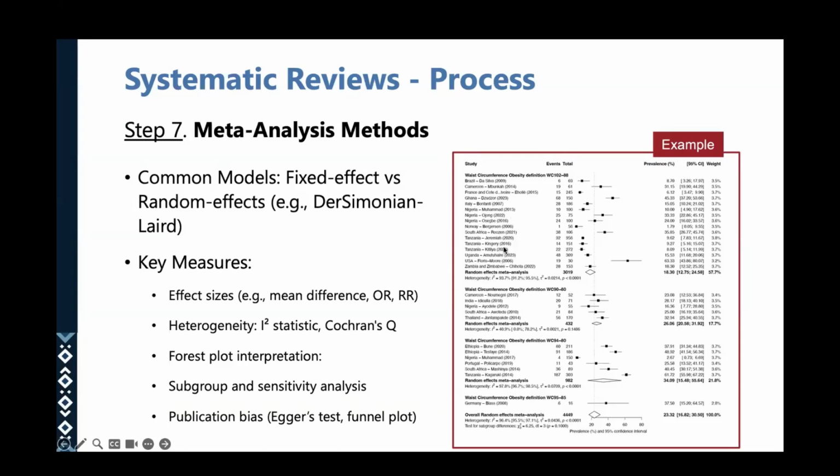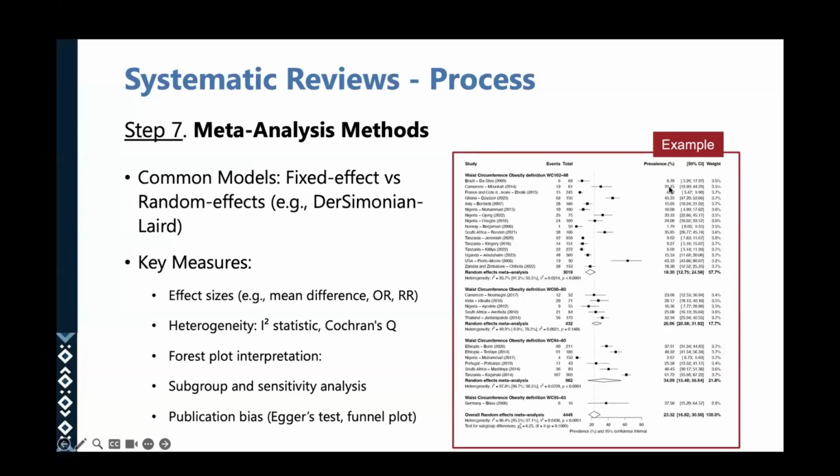And I'm showing you here a sample of our results. This is a forest plot of the meta-analysis for waist circumference, which is one of the cardiometabolic risk factors that we're interested in. You can see the first aspect is the effect size. The effect size of interest here is prevalence. So you have the general prevalence.